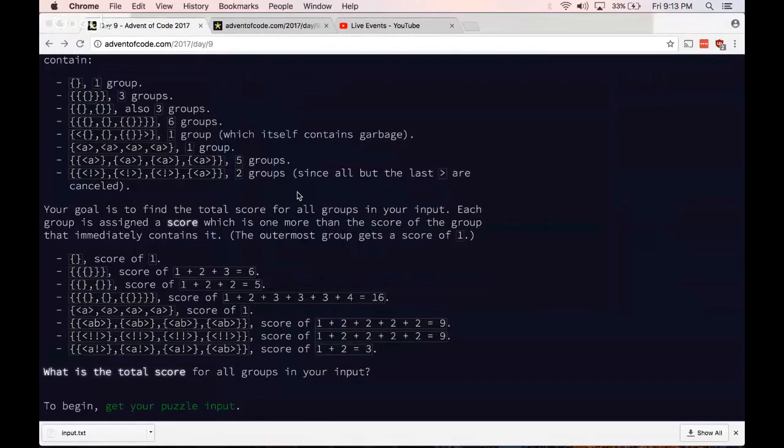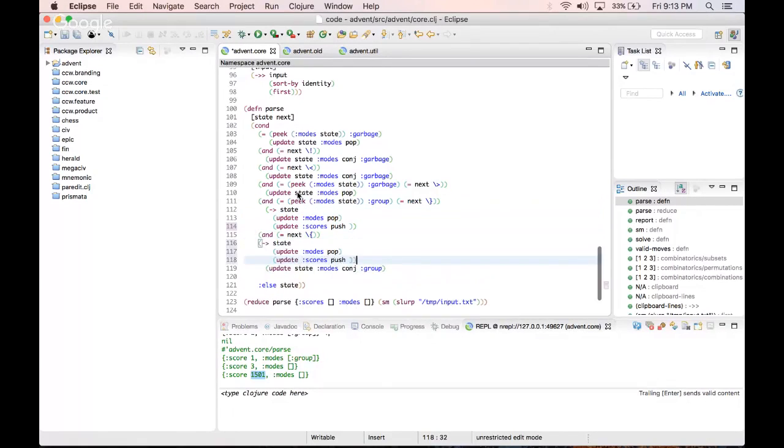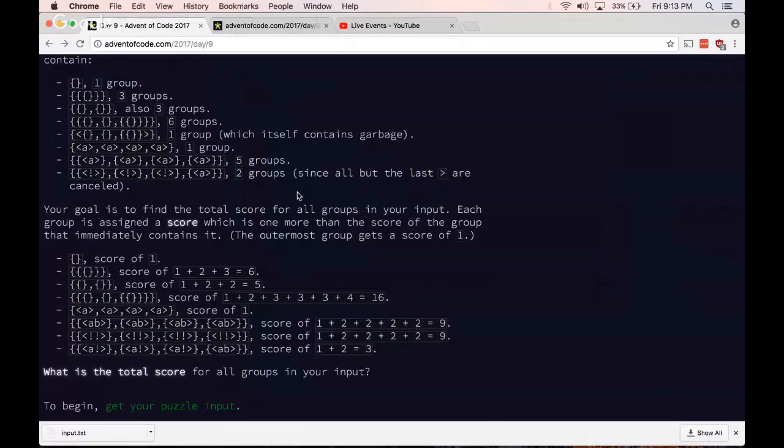I think I get it. So when we go into this mode here, then we actually want to update the modes to conj into a group mode. And then we want to update something called like the scorers and push the score of the group that immediately contains it. So it's sort of like we want to push 1. Each group is assigned a score which is 1 more than the score of the group that immediately contains it.